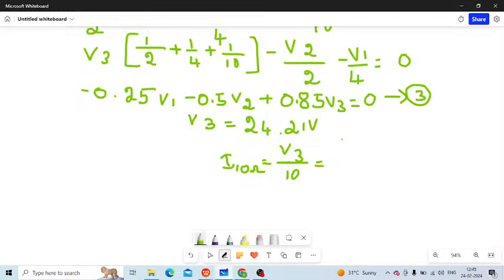Which is equal to how much? V3 is 24.21. I'm sorry. 24.21 whole divided by 10. In the end, you will get it as 2.421 ampere. So this is the power dissipated at the 10 ohm resistor using nodal analysis. You got the result and you got to know how to solve the problem, right?